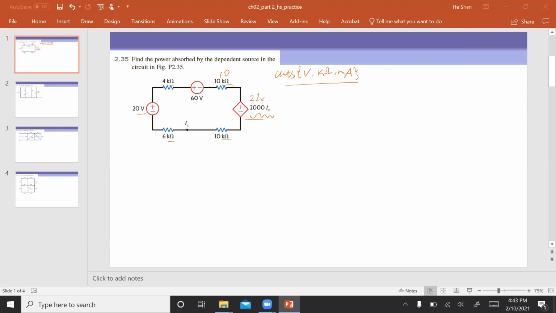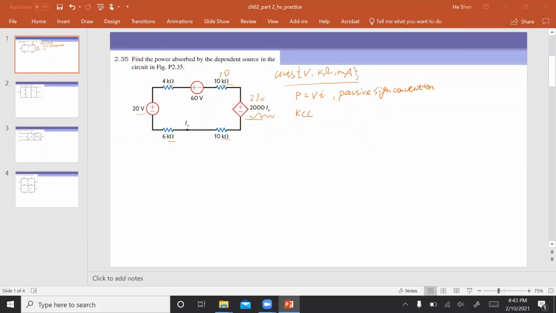We already learned how to calculate power absorbed by any element. If we know the voltage on that element and also the current going through it, we'll be able to calculate its power. When we calculate the power absorbed by an element, we use the passive sign convention. These are some basic information that we learned. We also learned KCL and KVL. These are the basic laws for circuit analysis.